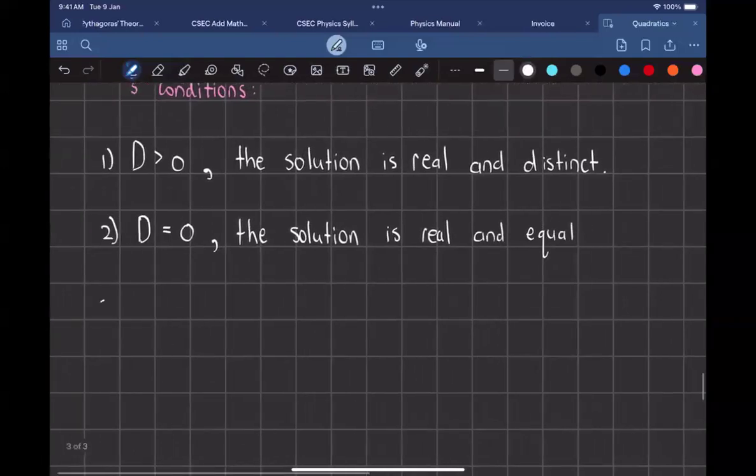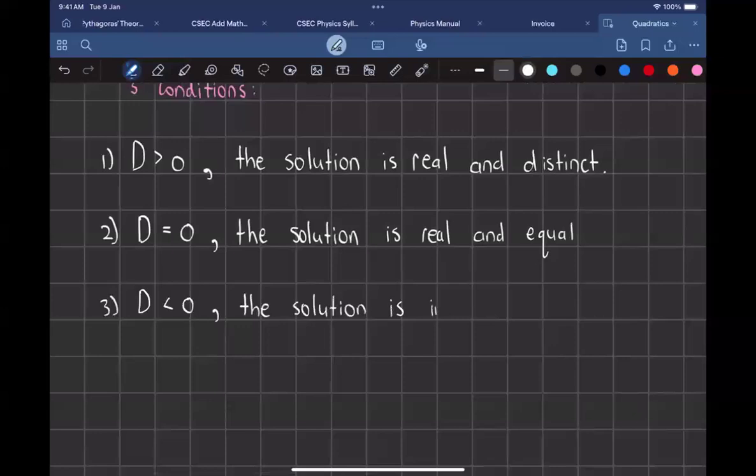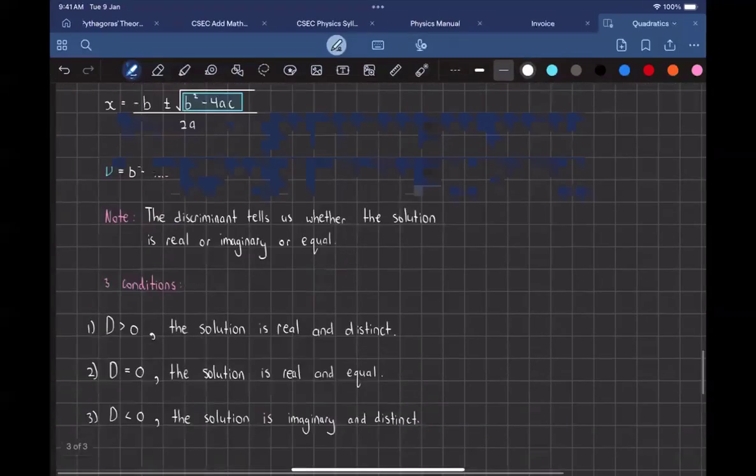Now we look at the third condition. That is when the discriminant is less than 0. And when it's less than 0, the solution is imaginary. Imaginary and distinct. Those are the three conditions. You can copy it down now.